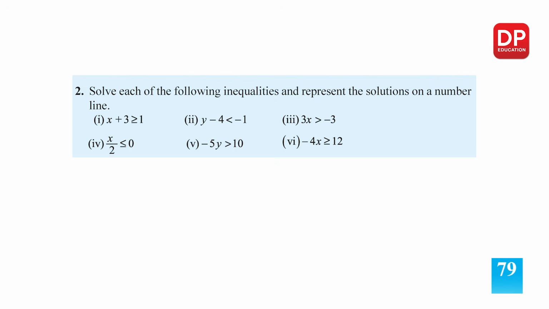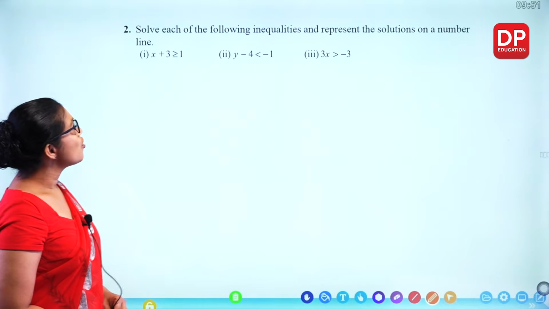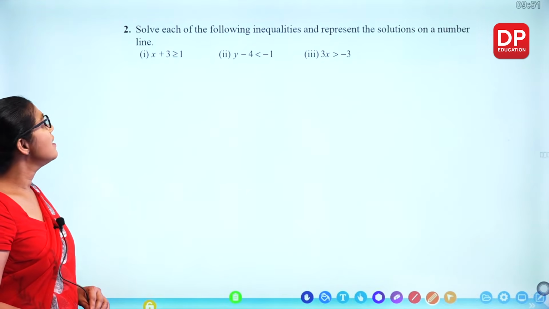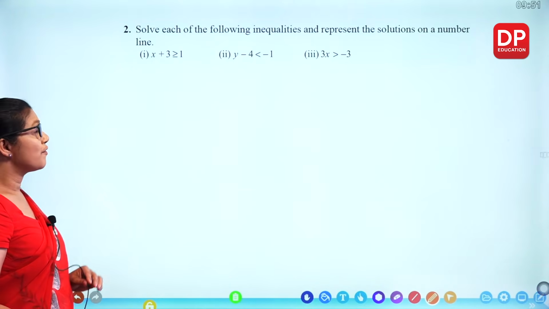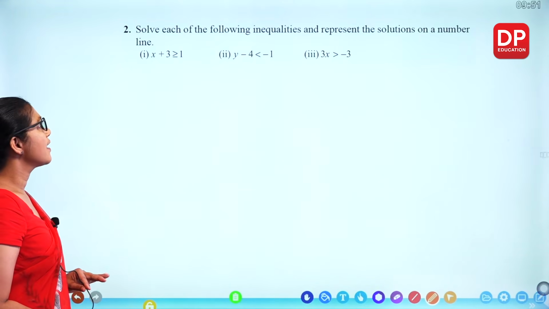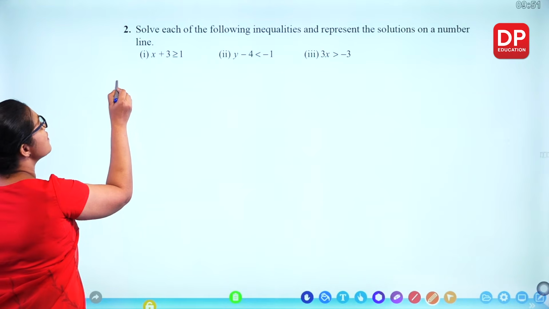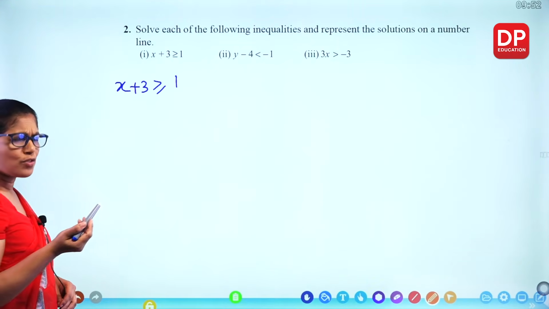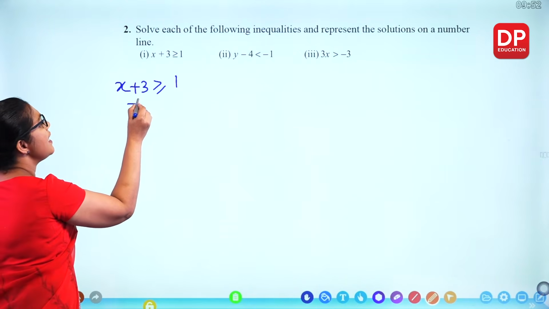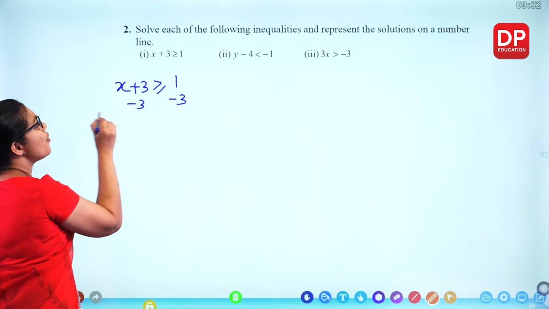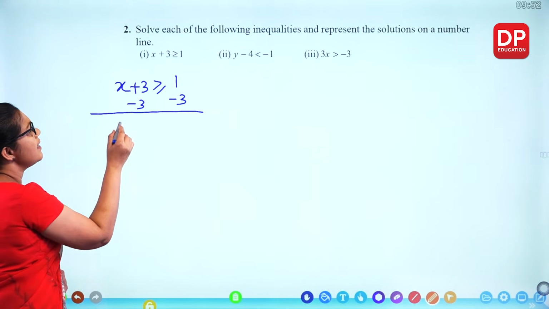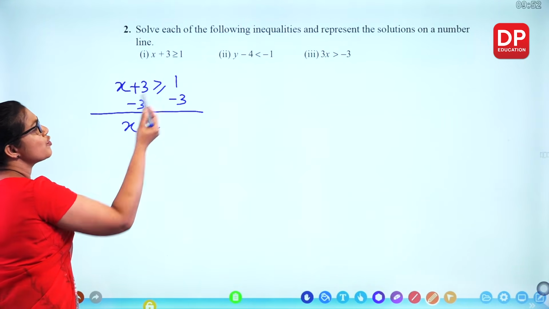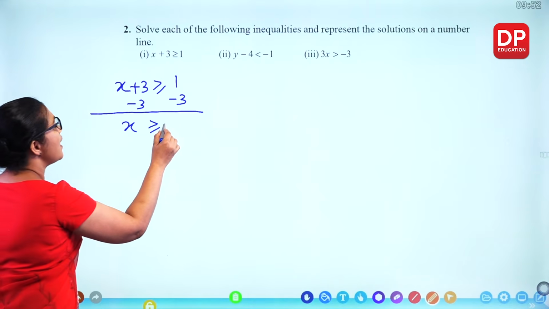Now we'll look at question number 2. Solve each of the following inequalities and represent the solutions on a number line. So here you have to draw a number line for the second question. Now we'll start from the first part. X plus 3 greater than or equal to 1. So what's the first thing? Get rid of this 3. I can subtract 3 from both sides. And then 3 gets cancelled out. I get x greater than or equal to 1 minus 3, which becomes minus 2.